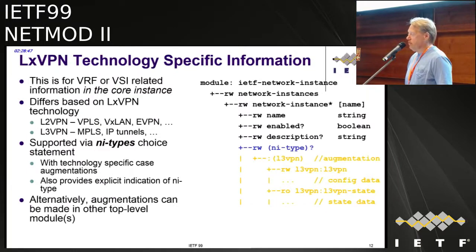And here's just an example of that. That's an augmentation. So as you'll see tomorrow in BESS, the L2 VPN models will make use of augmentation under NI type, and they'll augment mounted schema under the NI type specific mount points.